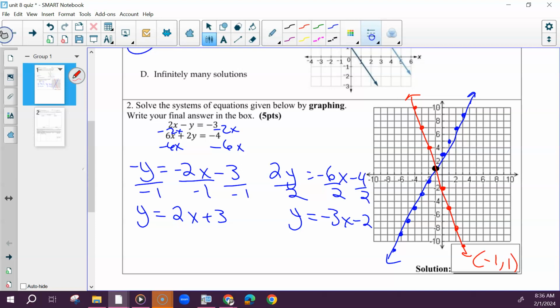So the 5 points on that were, did you get the two equations correctly solved and the correct answers? And then did you graph the two equations correctly? And then the final answer. Some of us, not many, but forgot our negative, and that changed the whole equation, or didn't simplify, and we should be simplifying everything at this point. Questions on that? On to the next.